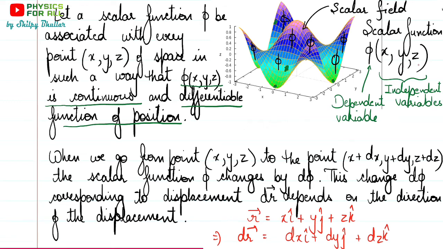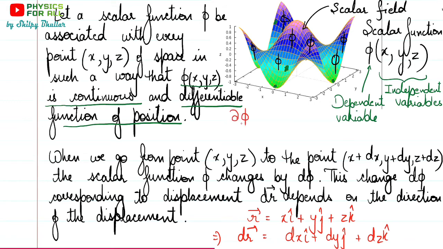If any of these change, phi would change. Even if y and z are not changing, only x is changing, phi will still change. If two out of these three are changing, phi would still change. If all three are changing, phi would still change. So that means phi depends on all these three. So you cannot take a simple derivative. Instead, you are going to take partial differentiation.